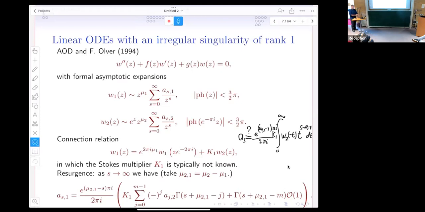Early and late. What is early? I don't see early. So late means that this is for asymptotics for S going to infinity. Okay. And early means the estimate from zero.